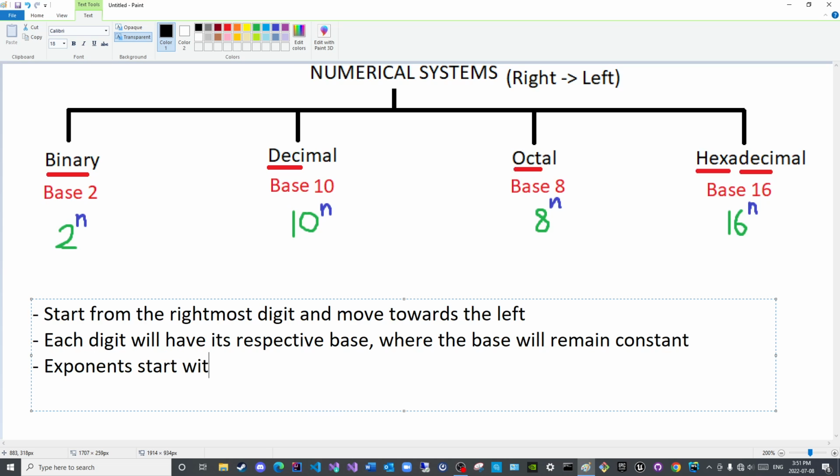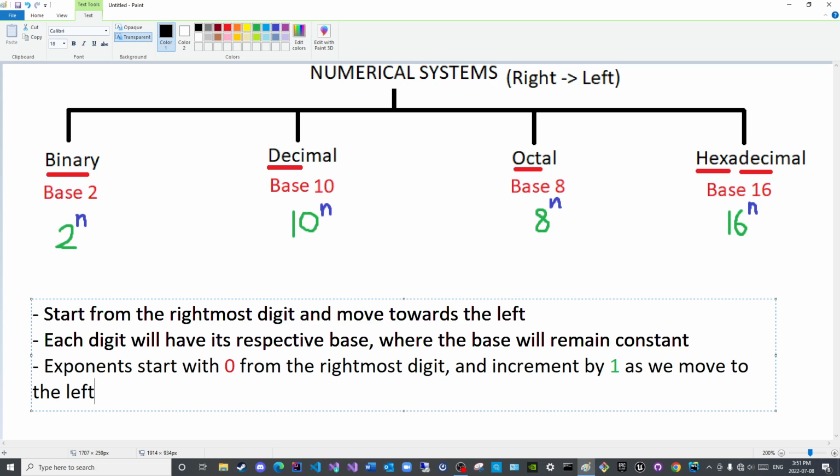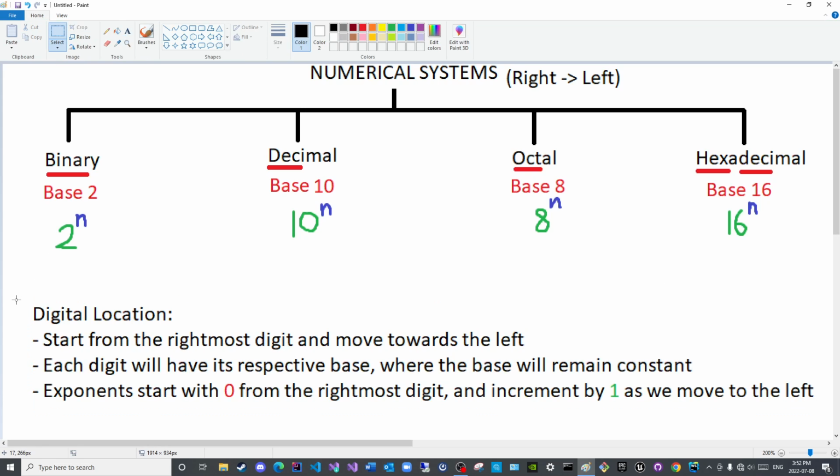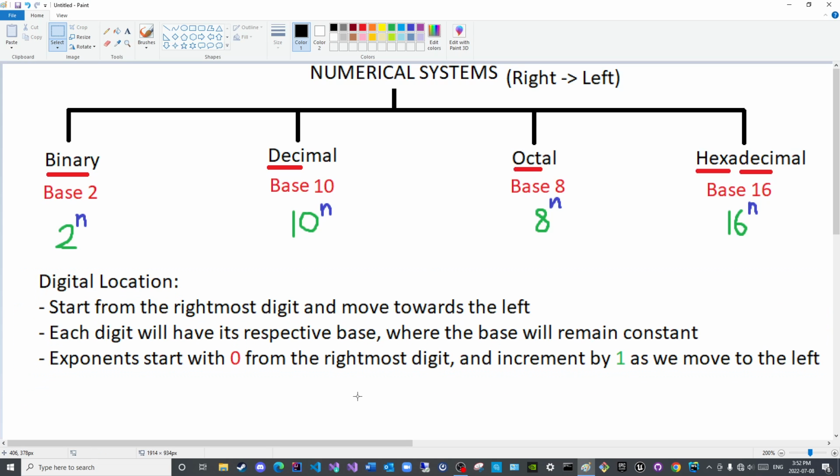Exponents start with, and I will highlight it, with 0, from the rightmost digit, and increment by 1 as we move to the left. So remember, we always start with 0. 2 to the power of 0, 10 to the power of 0, and so on and so forth, provided that we start from the rightmost digit. So this would be the rule for digital location. These three rules are pivotal when it comes to the numerical systems.